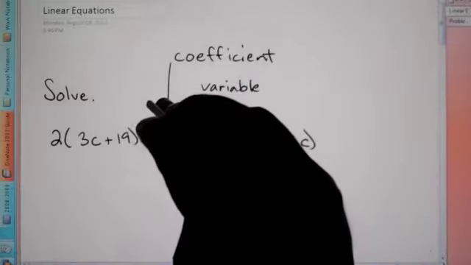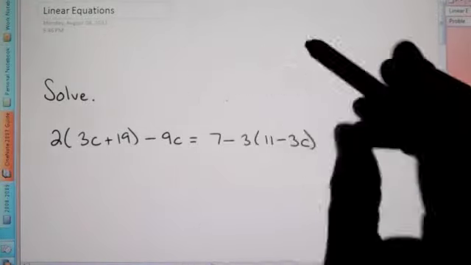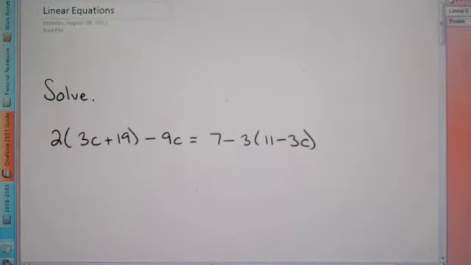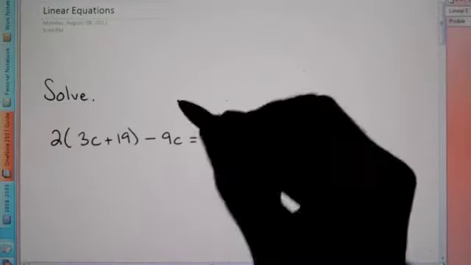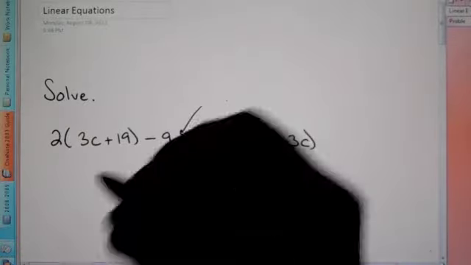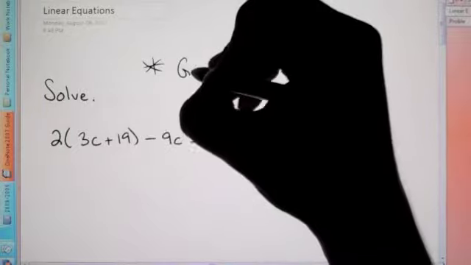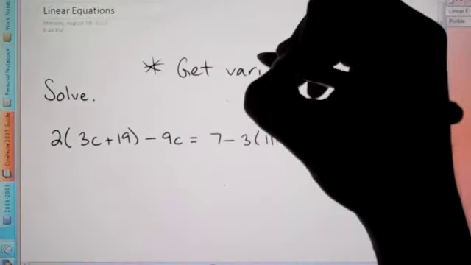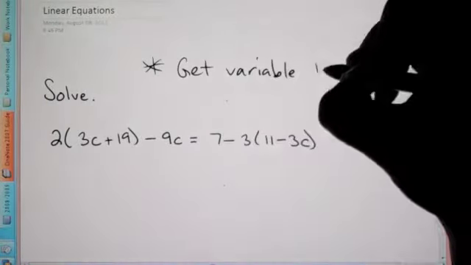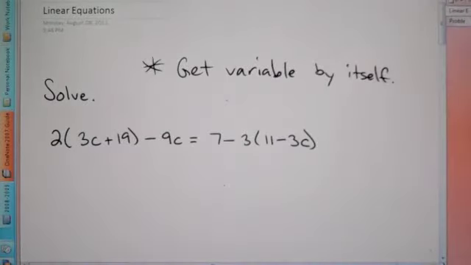So we are going to solve. Now, when you're dealing with a linear equation, it says solve. What that means, it wants to know what is the value of the variable. So you have to get the variable by itself. So key thing here, get the variable by itself. Okay, that's the key.